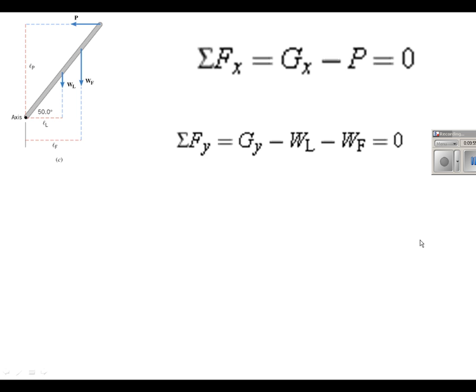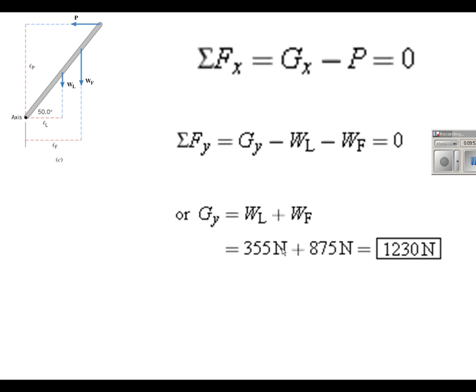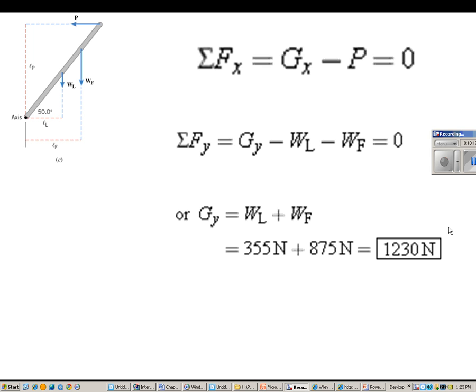The sum of the forces in the x, the sum of the forces in the y. And now we could solve for the weight of the ladder, the weight of the fireman, add those two values together. So we know that Gy for the ground is 1,230 newtons. So that's the G in the y direction. Now let's go ahead and solve for Gx. And now we know from up here that Gx has to equal P.